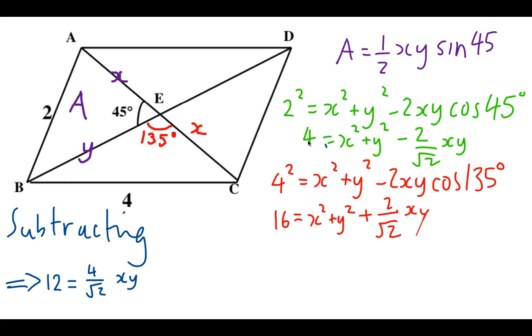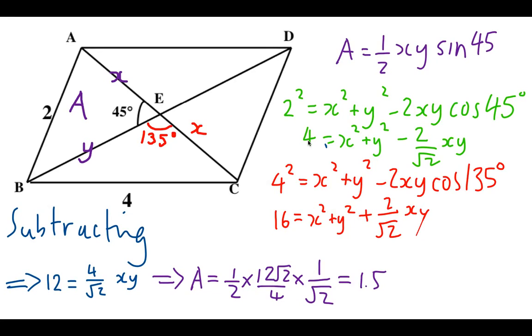That tells us what xy is, which is cool because if we knew what x times y was, we don't need to know them separately. If we know xy, then we can find the area of that triangle by subbing it into the first formula we started with. That comes out to be 1.5, and times it by 4, you get 6 for the area of the parallelogram.